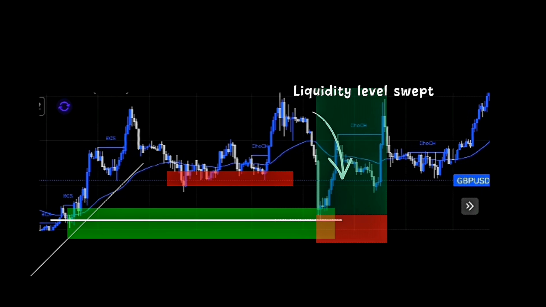Enter only after confirmation. Place the stop loss below the zone and the target at a 1-to-3 risk to reward ratio or at the next level where the price may move next. Your stop loss should never be random. Place it below the demand or supply zone.